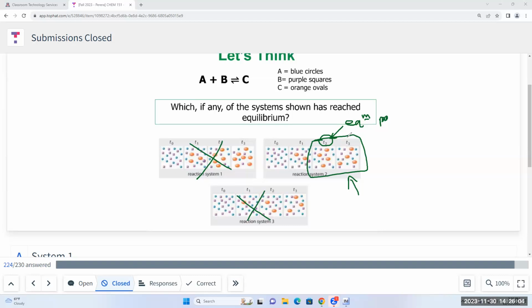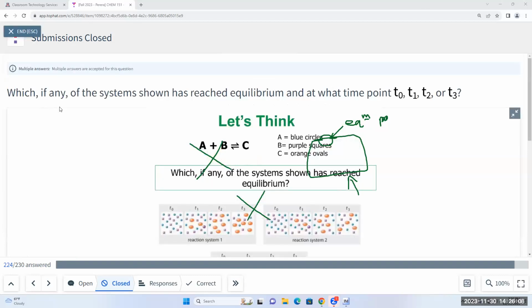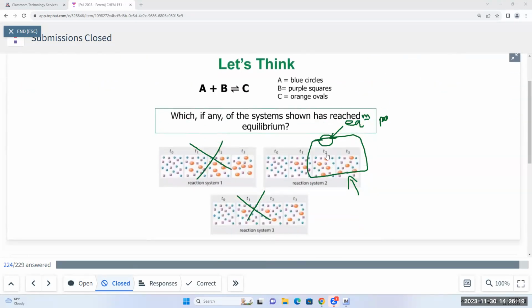The answer is, okay, let me read the question back to you. Which, if any, of the systems shown has reached equilibrium? Only system 2. And at what time point? Okay, at the T2 time point, system 2 has reached equilibrium. Therefore the answer is system 2 and T2.